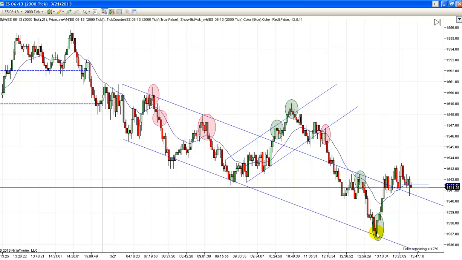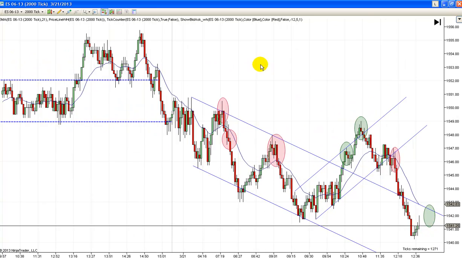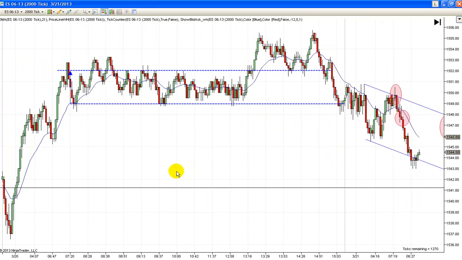So that was a good place to go short, thinking that now, hey, we got the retest working. So anyway, we'll come back to all the trades. Let's go look at yesterday.